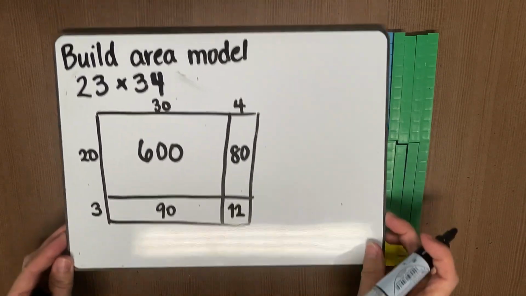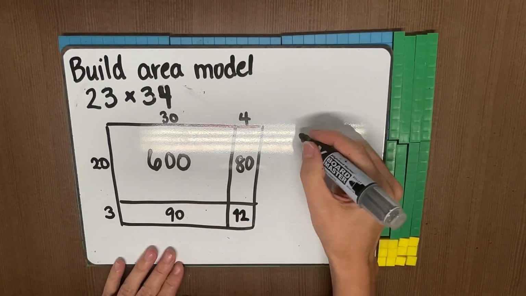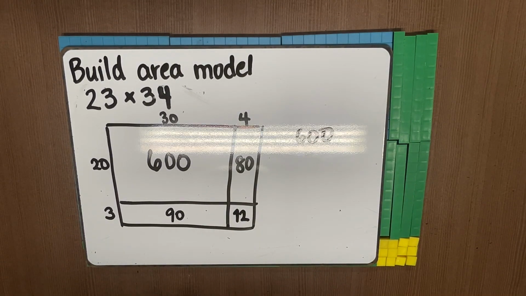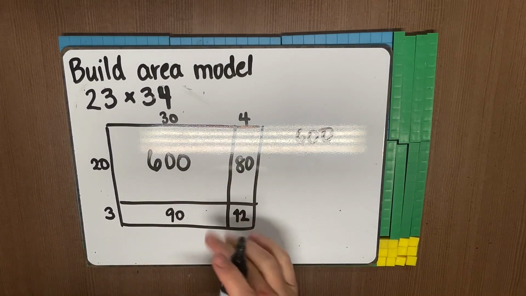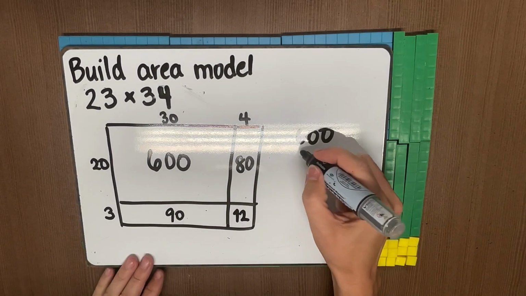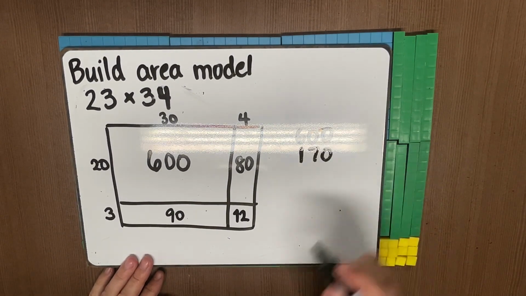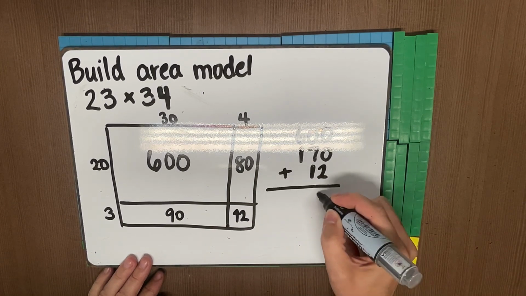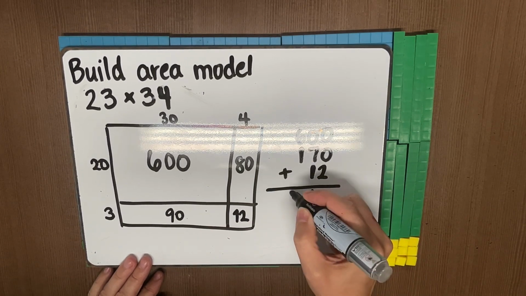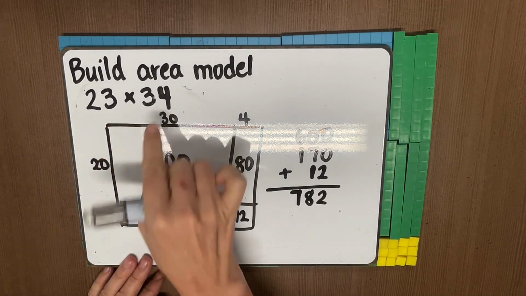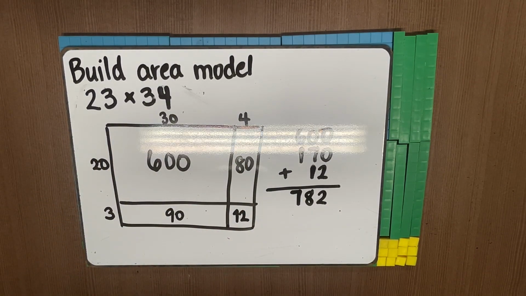Let's add it all together. I have 600, 80 and 90. Here I'm going to think small too. I'm adding them all up. So 9 and 8 is 17, but I have 17 tens, so that's 170, and I have 12 ones. When I add that up, I get 782. So 23 times 34 is 782.